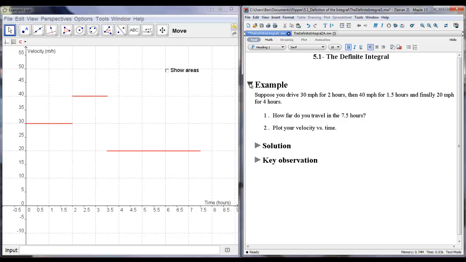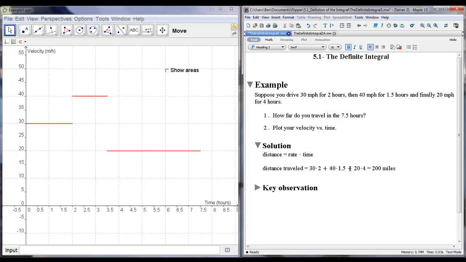We'd like to calculate how far you traveled in the 7.5 hours, and then we'd like to look at a graph of velocity versus time. The calculation of distance traveled is fairly straightforward. You know that distance is rate times time. So the distance traveled will be 30 miles an hour times the first 2 hours, plus 40 miles an hour times the next hour and a half, plus 20 miles an hour times the final 4 hours. And if you do the arithmetic, that adds up to a total of 200 miles.